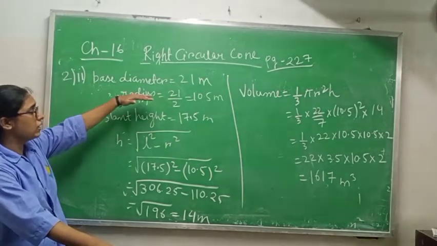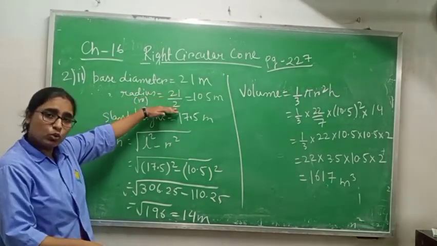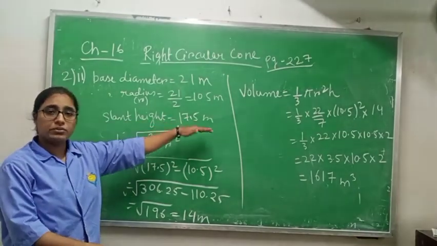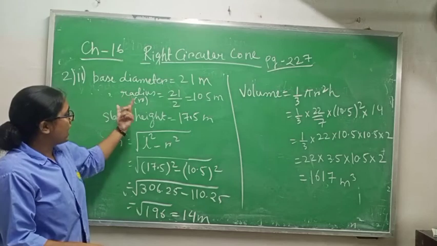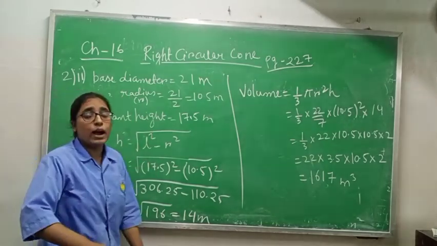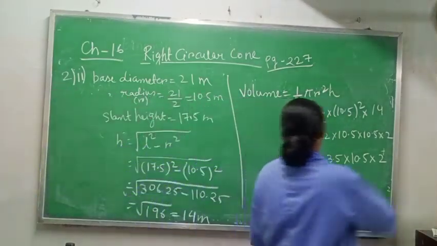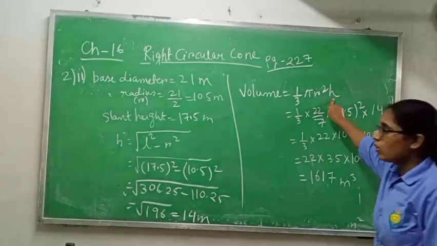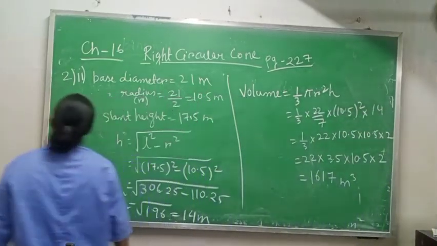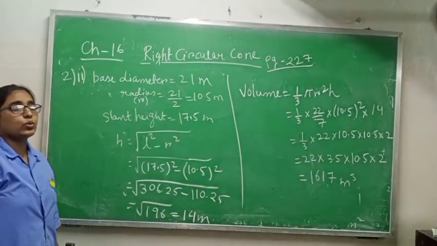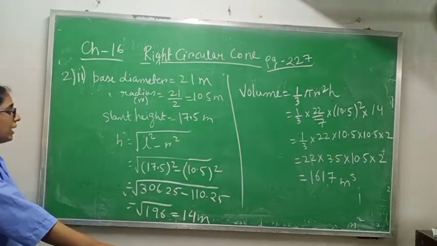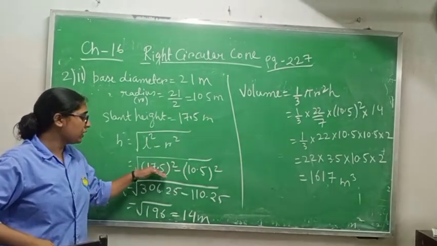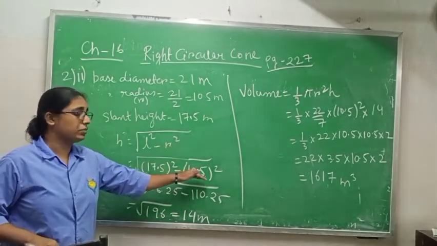So you know that when diameter is given, you can find the radius. Diameter is 21 meter. It means radius will be 21 by 2, means divided by 2 you will get half. Now slant height equals 17.5 meter. You have to find volume, but for volume you need h because formula of volume is 1 by 3 pi r square h. So how will you find h? There is one formula related to h, l and r, which is h equals root over l square minus r square. L is 17.5, so 17.5 whole square minus r, which is 10.5, whole square.